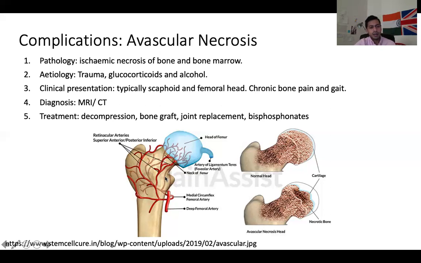So the treatment of it needs decompression, because obviously there'll be lots of swelling, and we need to reduce the fracture. There may be a need for a bone graft if the bone is incredibly necrotic or completely dead. Joint replacement is a tricky topic because it really depends on the age of the patient and also the quality of life. And then bisphosphonates to give the bone a bit more strength and solidity.